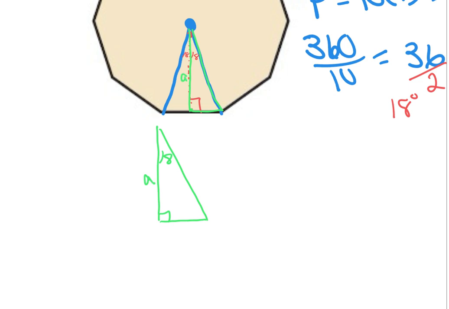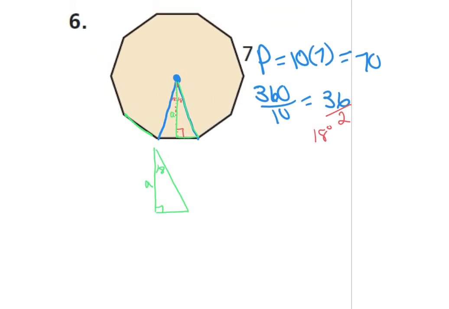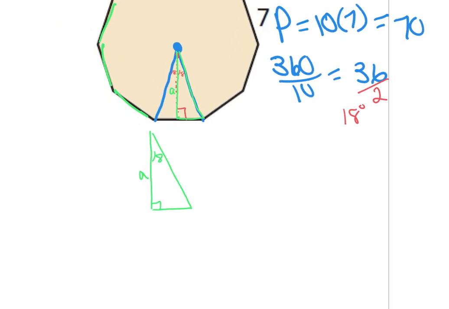And I do know the length of that bottom side because each of these sides is 7 units, which means that apothem is going to break this side into 3.5 and 3.5. So this is going to be 3.5. Whenever I'm finding my apothem, I am going to need to use trig.